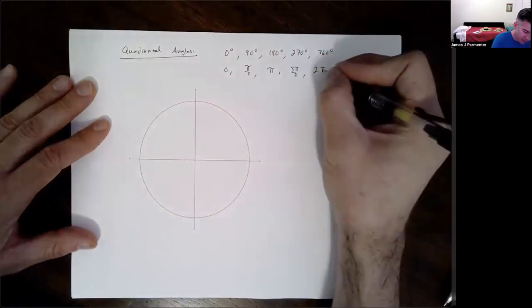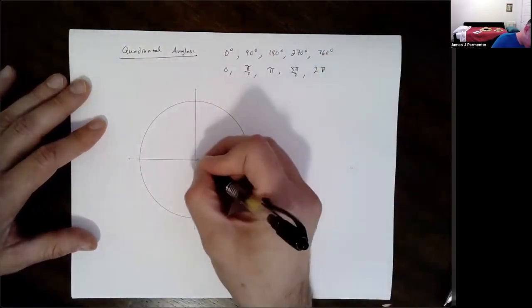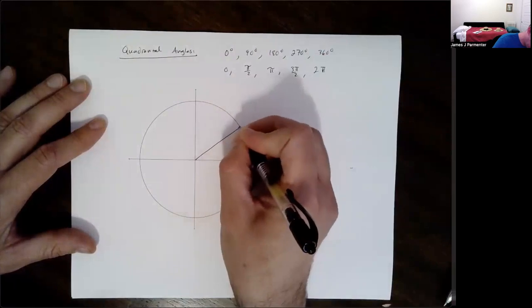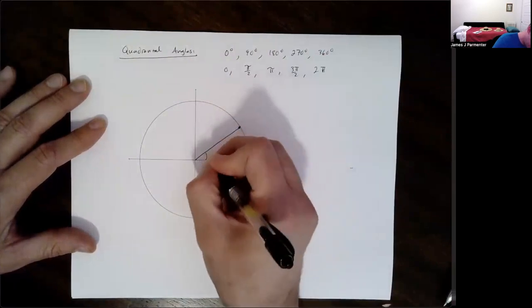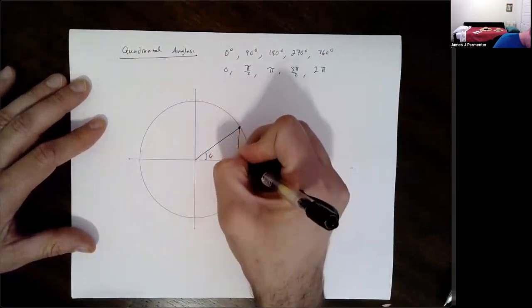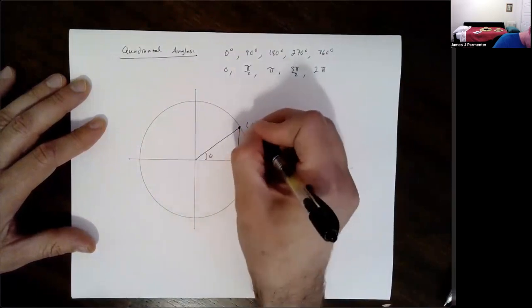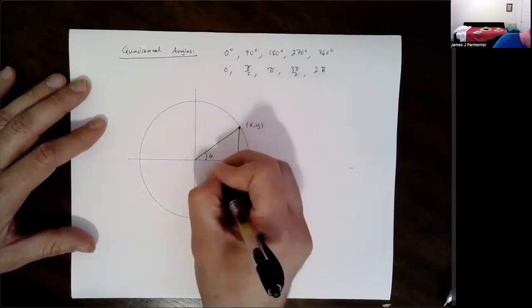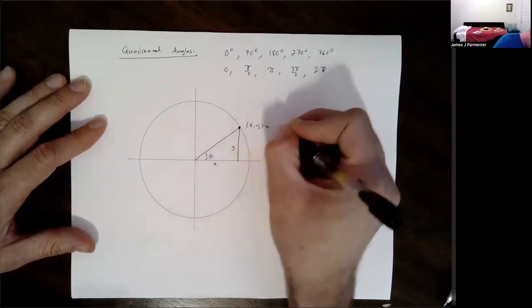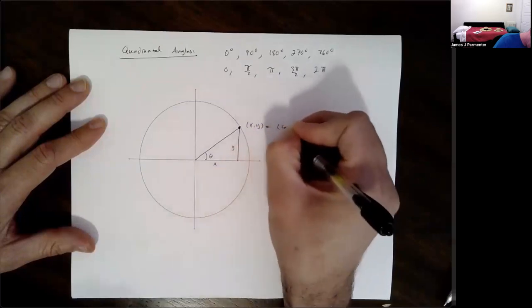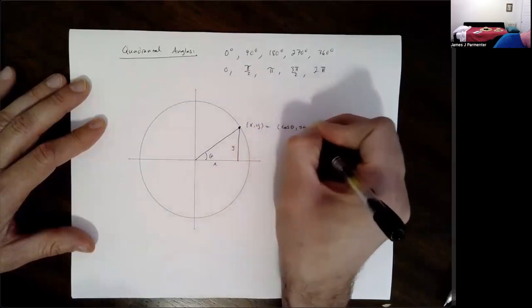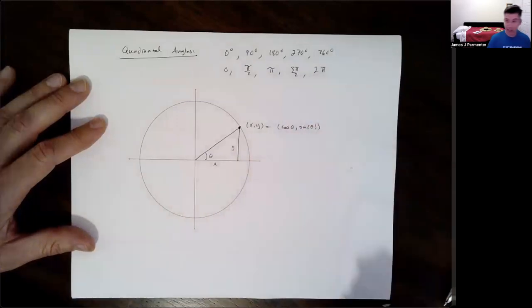So when I label the unit circle, with radius of 1 and angle theta, this point here, x comma y, where I've gone over x and up y, is really equal to cosine of theta comma sine of theta. Well, that's true no matter what the angle is.